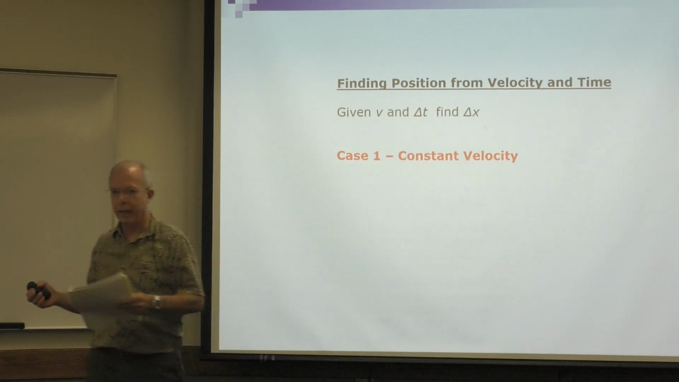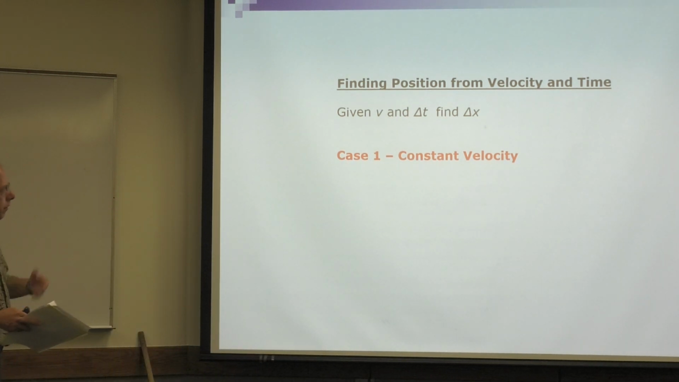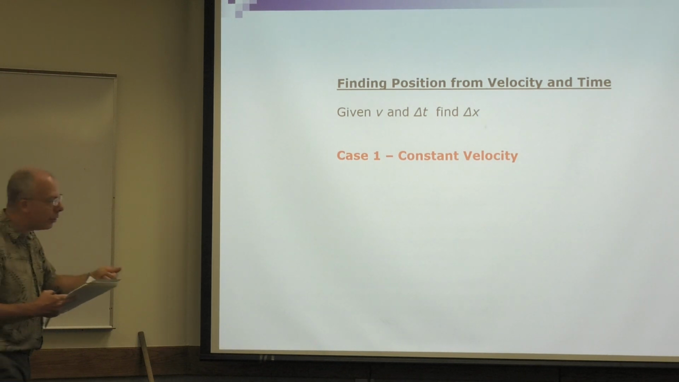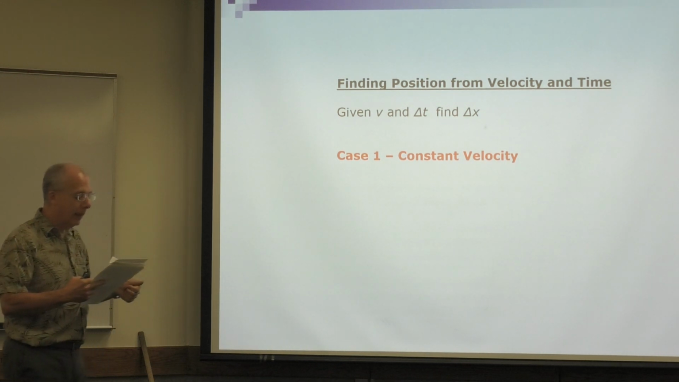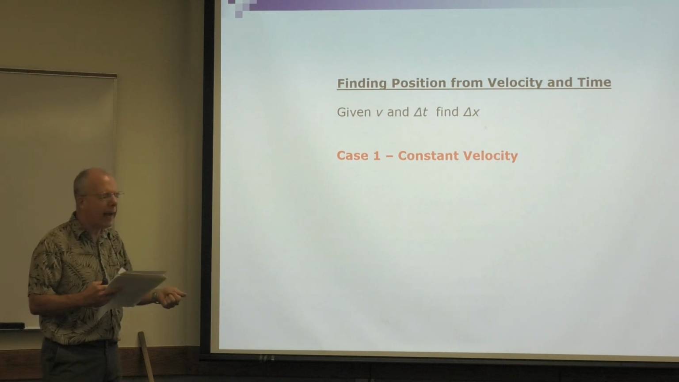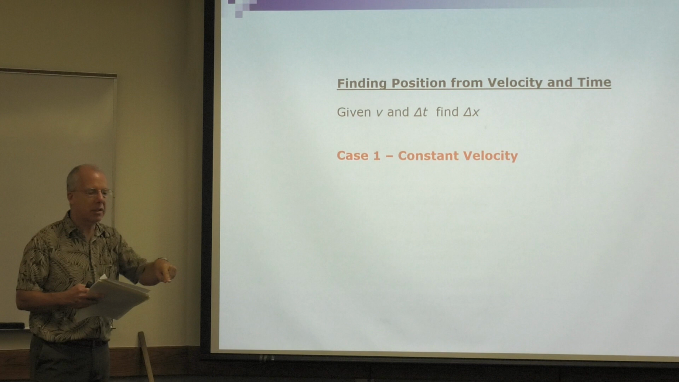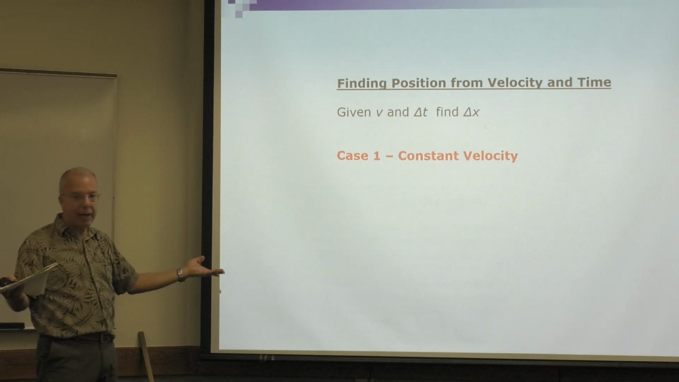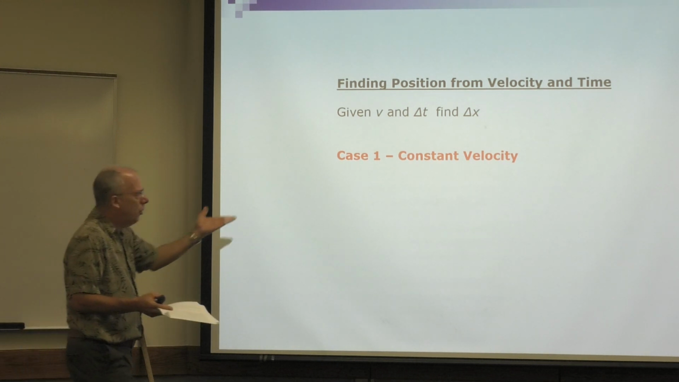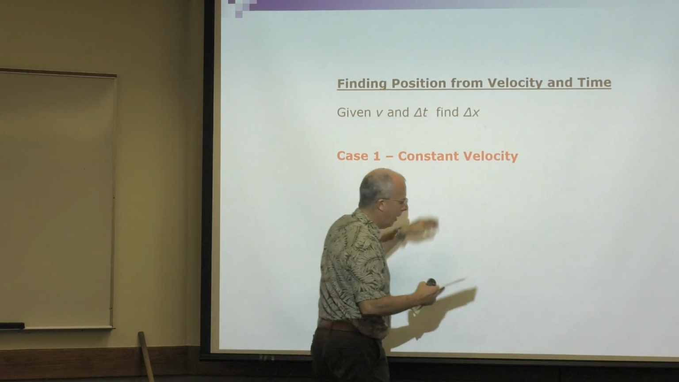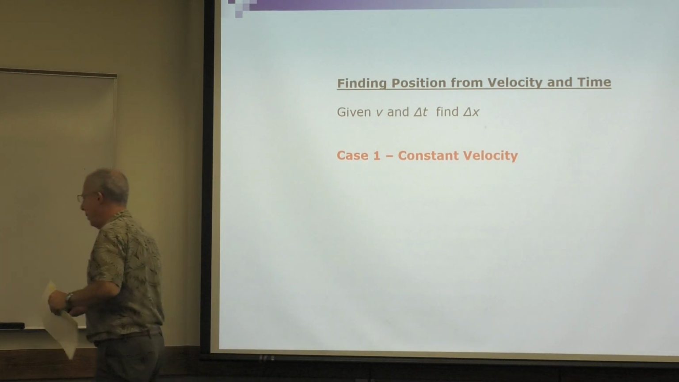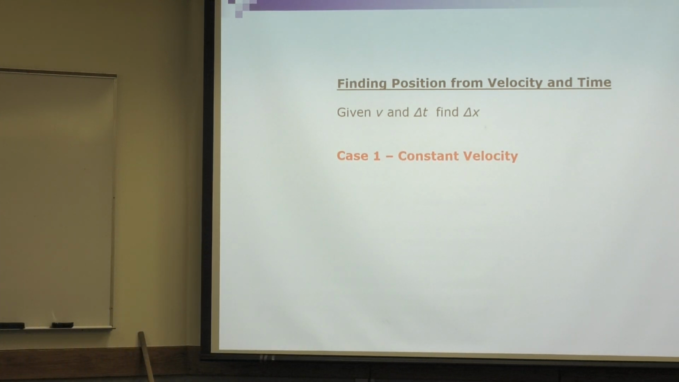So here's what I'm saying. Let's say somebody gives you the velocity, 10 meters per second. Let's be positive. And then let's say you run for 10 seconds. Well, 10 meters per second for 10 seconds is 100 meters, right? So that's what I mean. You know how to do this. But let's just do the math, all right?